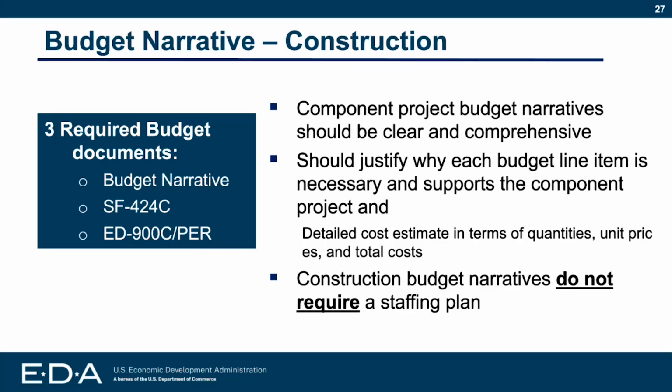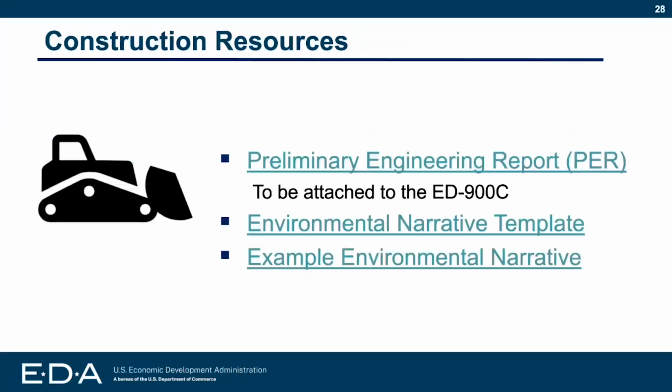Budget narrative for construction. So again, there's 3 required budget documents for this. The budget narrative, which will have the more detailed breakdown, the SF424C, and then the ED900C, including the preliminary engineering report. Make sure they're clear and comprehensive. They should justify why each budget line is necessary and supports the component project, and detail cost estimates in terms of quantities, unit prices, and total costs. Construction budget narratives do not require a staffing plan, so they are different.